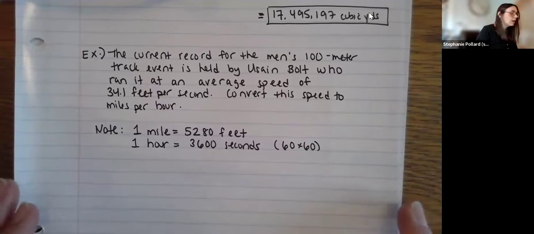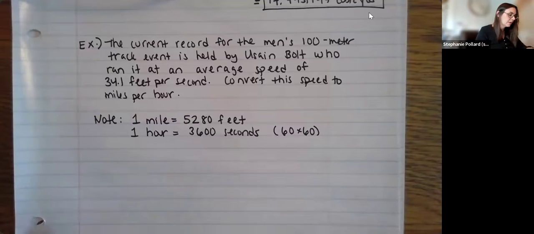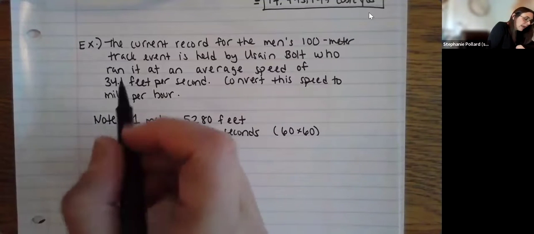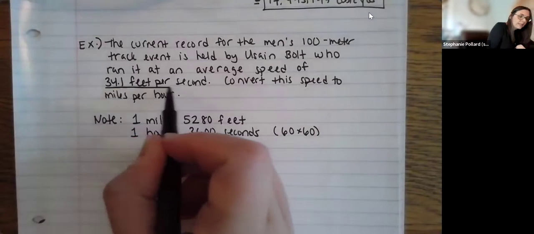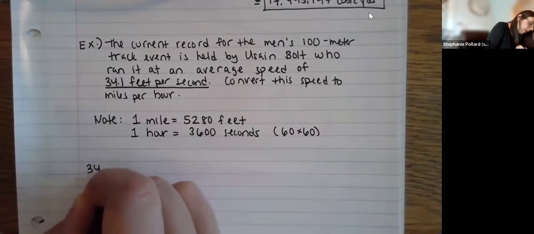Now, this one is pretty complicated. So this is a couple steps here. So the first thing I need to note is I'm going to write down what I have. So we have 34.1 feet per second. Now, 34.1 feet.